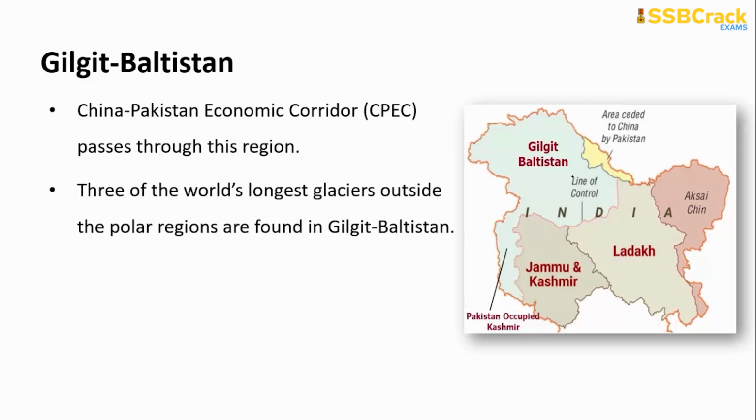So let's see the importance of this region. First of all, China and Pakistan are developing a corridor known as the China-Pakistan Economic Corridor. This corridor passes through this region, and three of the world's longest glaciers outside the polar regions are found in this region only.